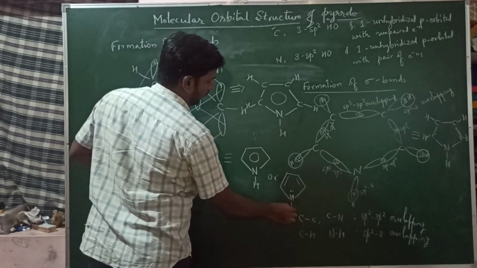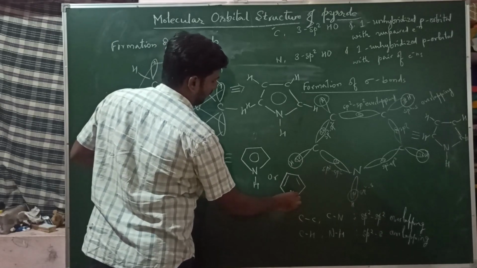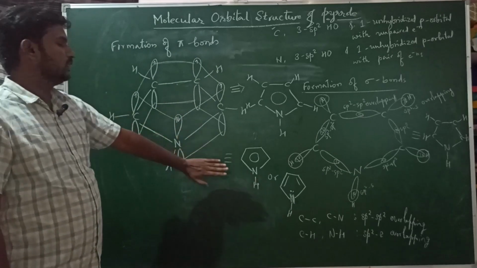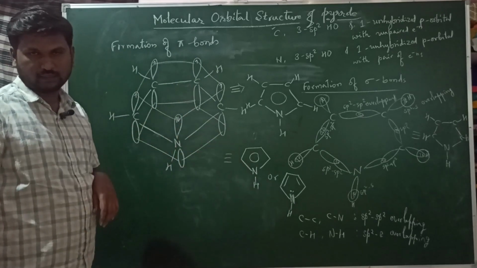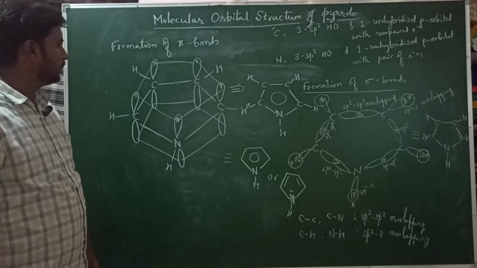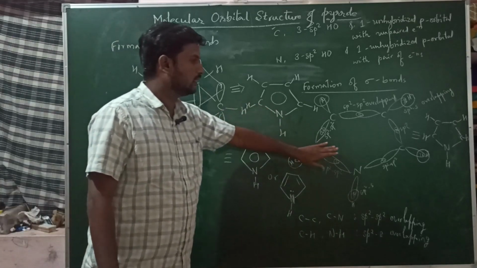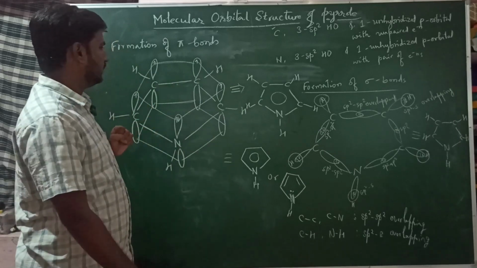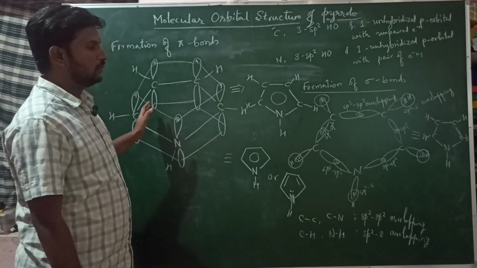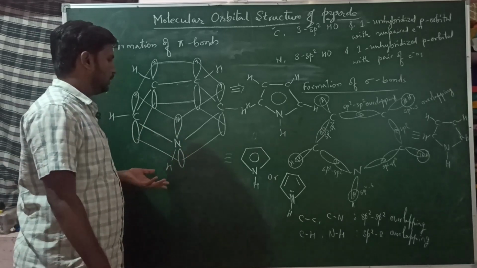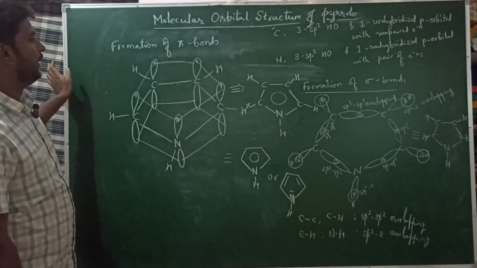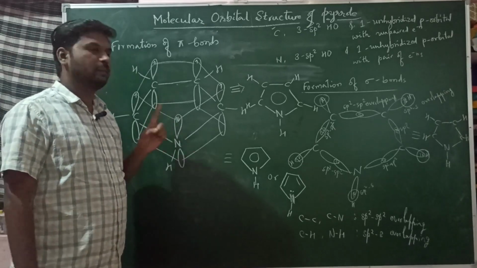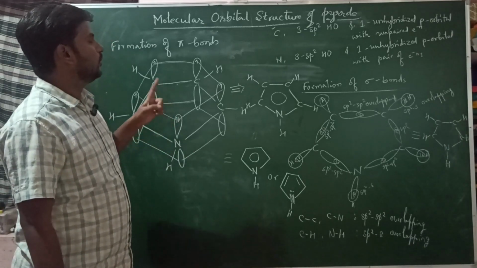So that's why we can write like this. I have written. This is the structure we get from this molecular orbital structure. That is the pyrrole structure. This is the molecular orbital structure for sigma bond formation, and this is for the pi bond formation. You can write both of them in the exam. That is very good. This is about the molecular orbital structures of pyrrole.